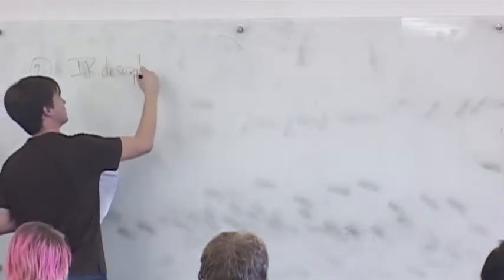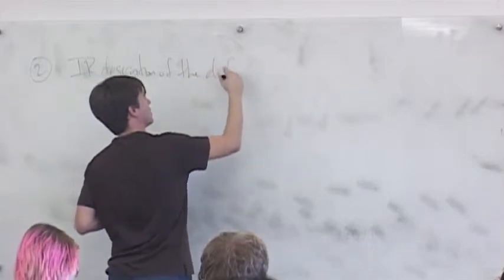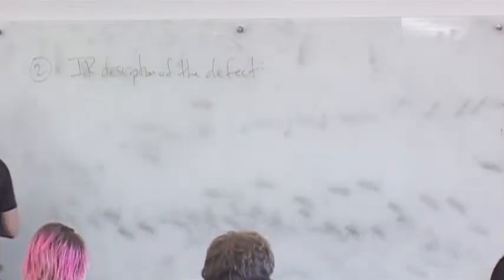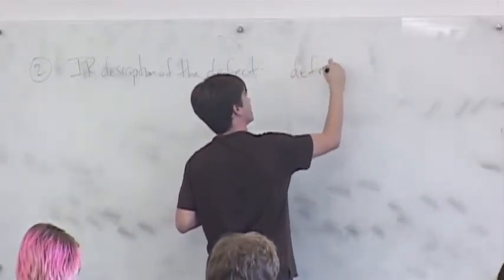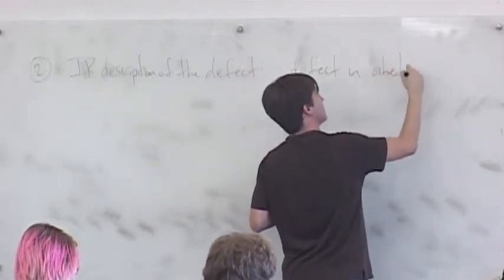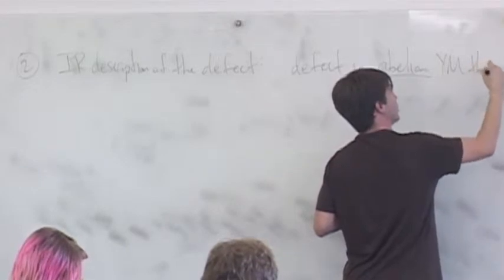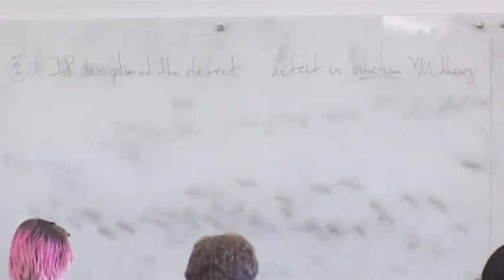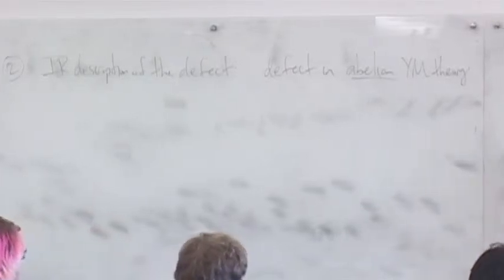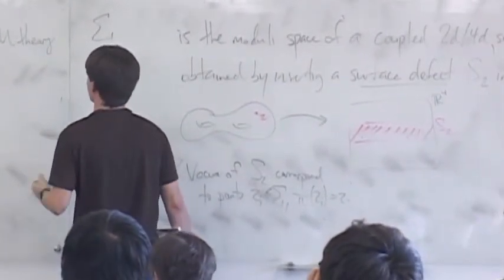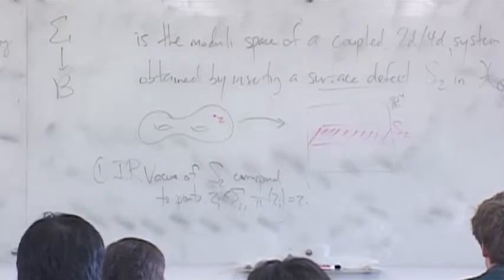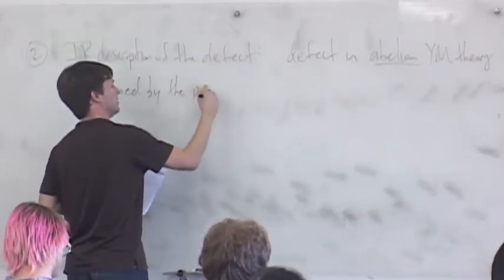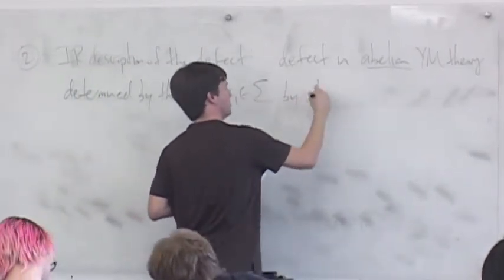Well, what is the infrared description of the defect? It's going to be a defect just in pure Yang-Mills theory. So it's a surface defect in the abelian Yang-Mills theory, since we said all along that if we sit at a generic point of the Coulomb branch, the infrared physics is just given by abelian Yang-Mills theory. And so this defect has to be some defect of abelian Yang-Mills theory. Well, what is it? It's determined by the point z_i of sigma just by the Abel-Jacobi map.